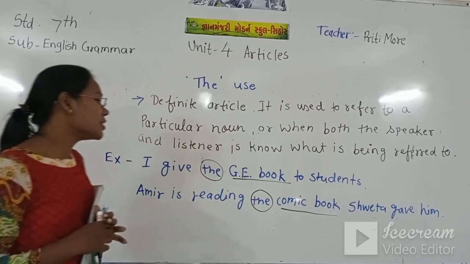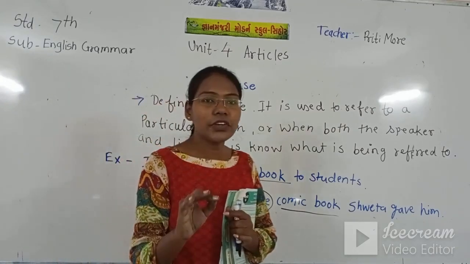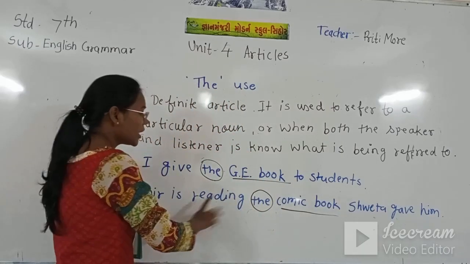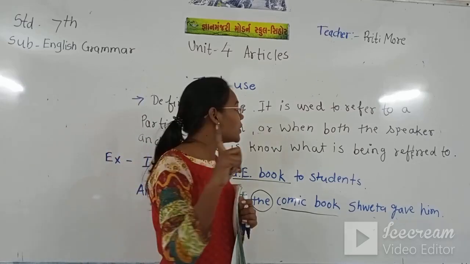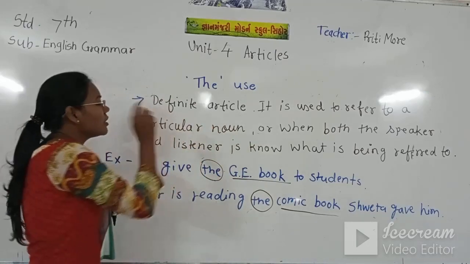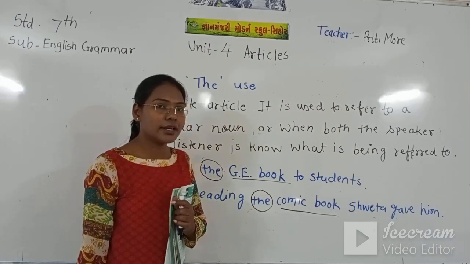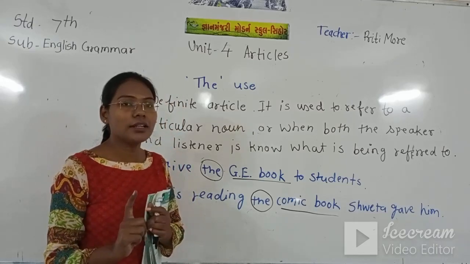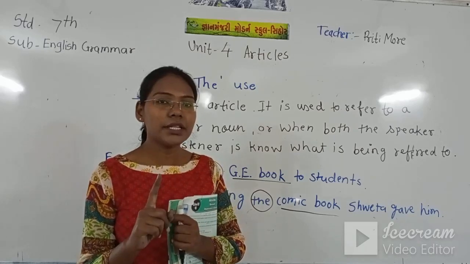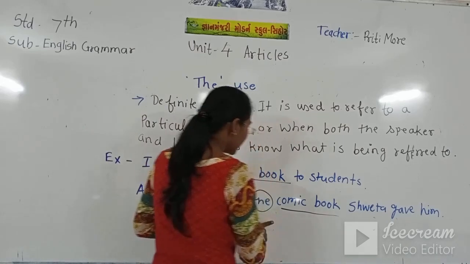What do we use? The article. And this is for the particular thing. Here they are talking about a particular thing which they already knew. Here Amir and Shweta are talking about a particular noun. So this comic book is the particular noun which they are talking about, and they both know this is the comic book. They both are familiar with this book. So the article the is written there.